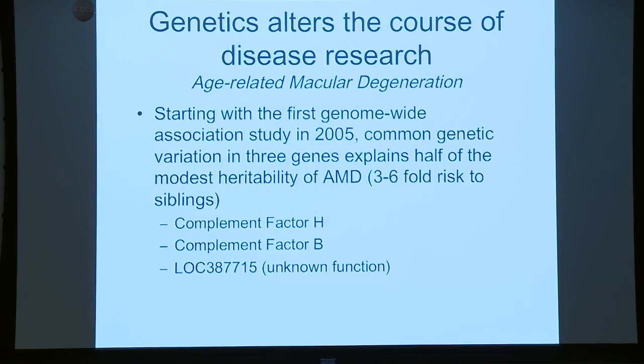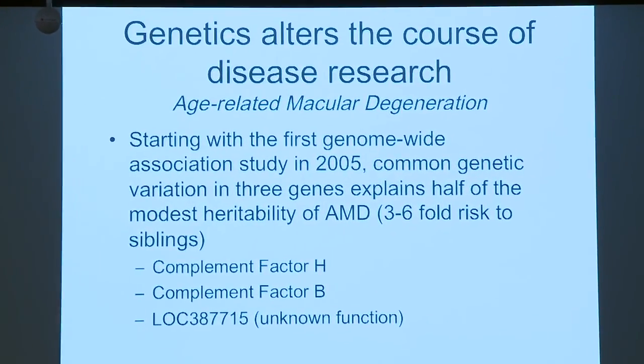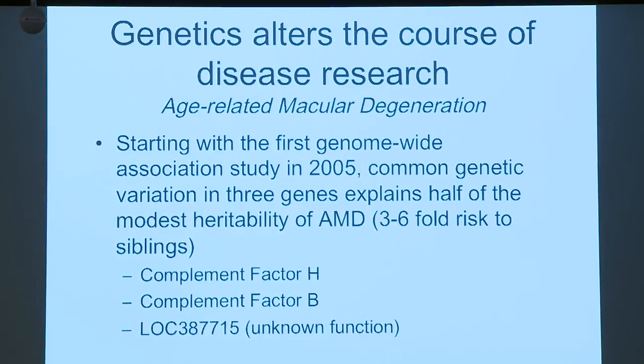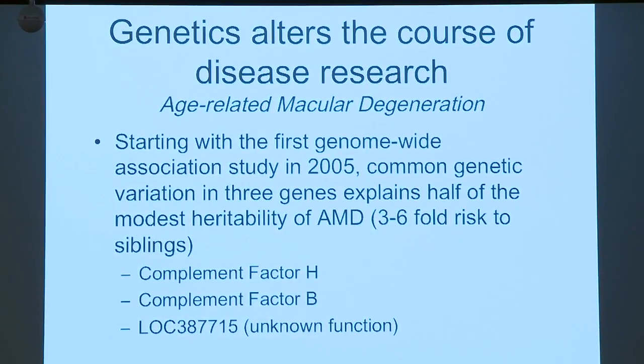Genetics can really also be used to fundamentally, at a more basic level, alter the course of disease research. So age-related macular degeneration is a good example that I'll use for a few slides now. It's the leading cause of late adult onset blindness and will affect, in some degree, a very significant number of the members of the population, 5 to 10% to varying degrees. And starting with the first whole genome-wide association studies, which I'll get to in a bit, in 2005, common variation in 3 genes, complement factor H, complement factor B, and a gene of unknown function, were discovered very easily to explain half of the heritability of age-related macular degeneration.